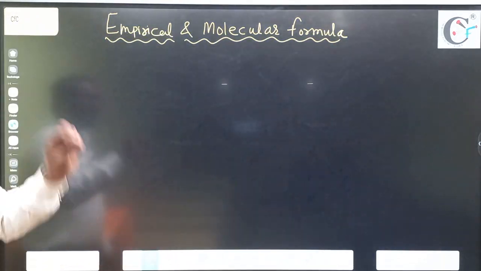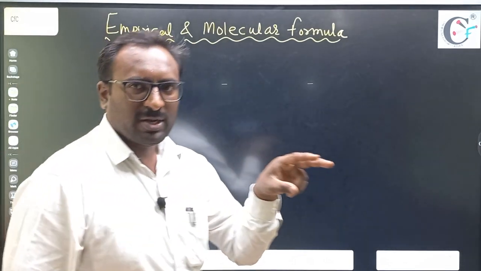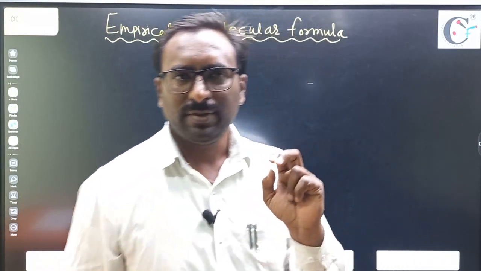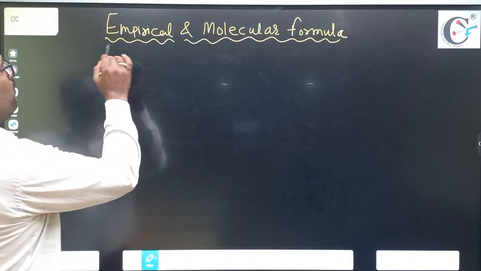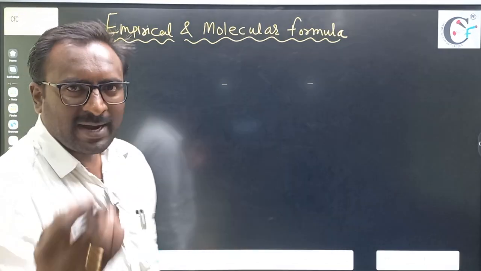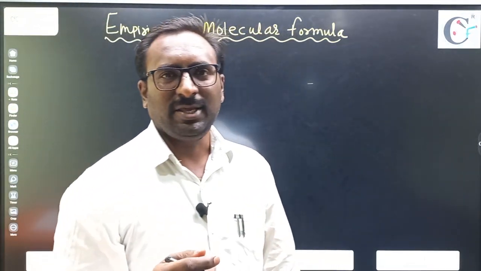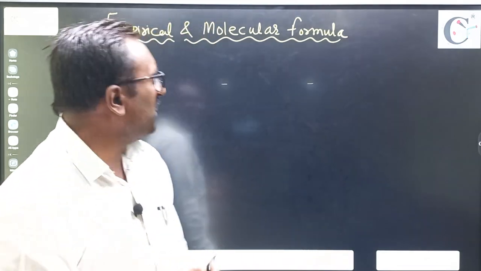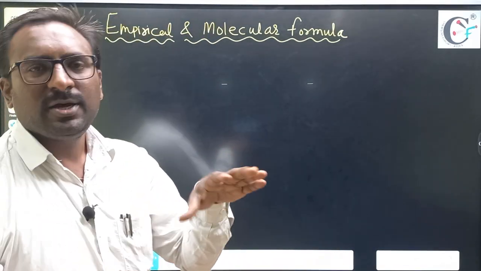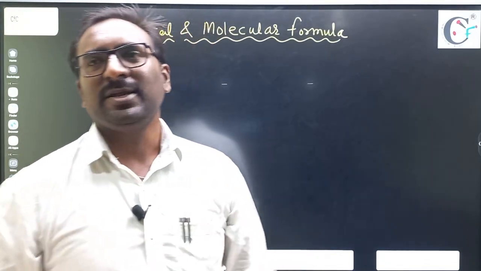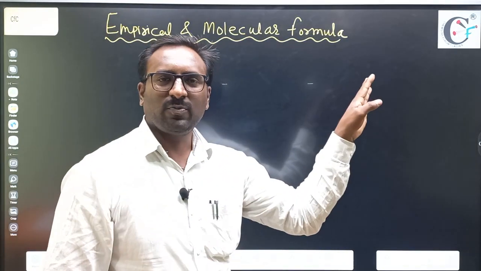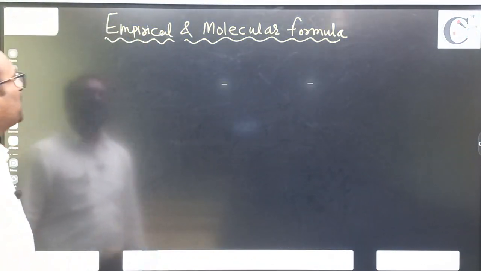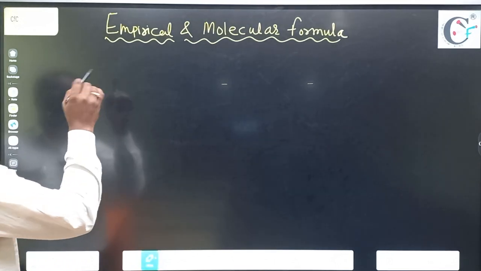So briefly we will understand what is empirical formula and molecular formula, whether there is any difference between these two terms. The basic difference is that empirical formula is the very simplest ratio of atoms present in the compound, whereas molecular formula is the actual number of atoms present in the compound. So empirical formula is a pseudo formula, whereas molecular formula is a true formula. Okay, so let us define, then we will do some problems.